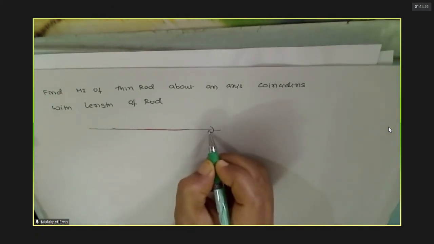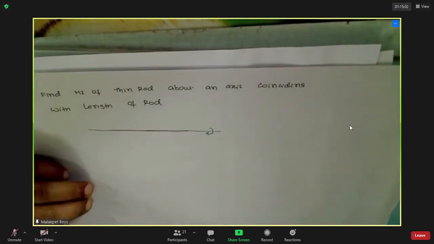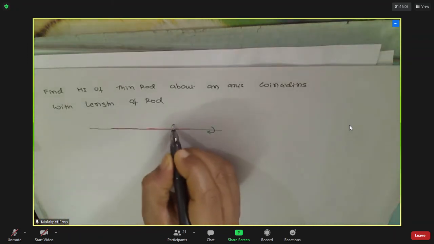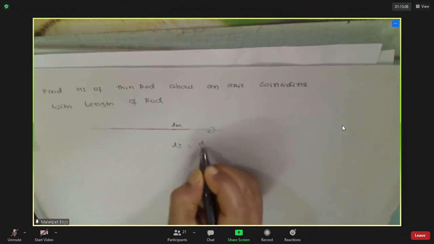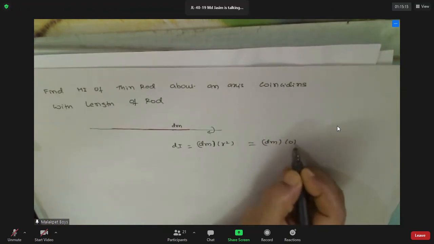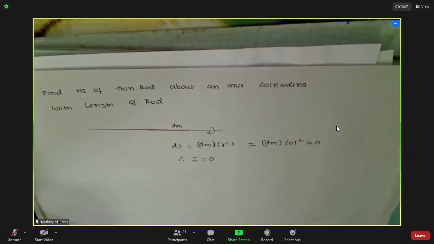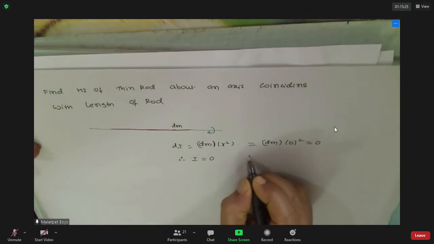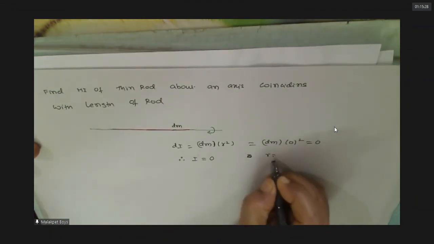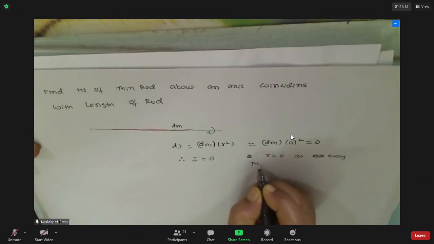That means if, for example, this pen is there, I am rotating about the same axis now. So how do you find that? You will choose one particle, say dm. Now what is dI? dm. Is there any r there? Zero. Therefore I of the body will be zero. That's all. No distance, no. Understood this? Thin rod.